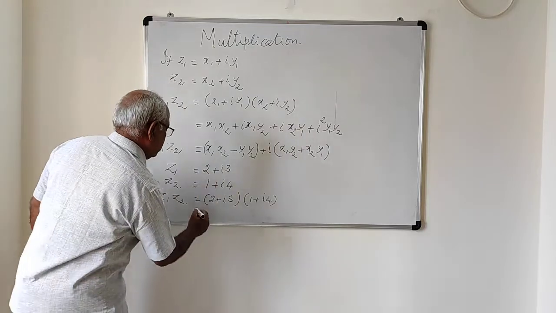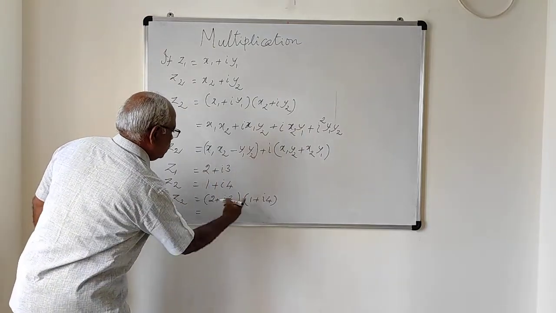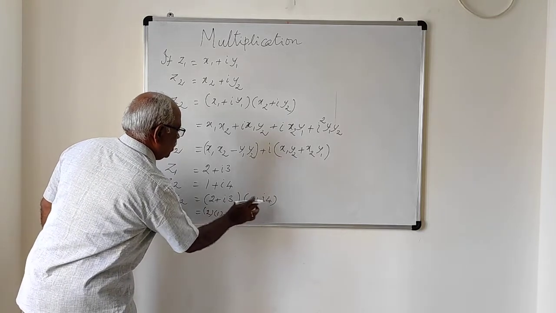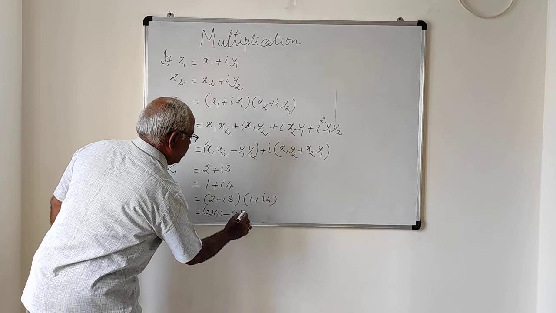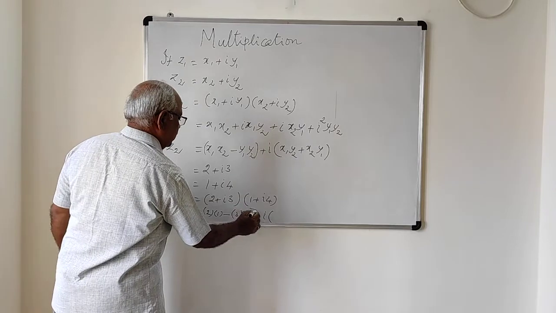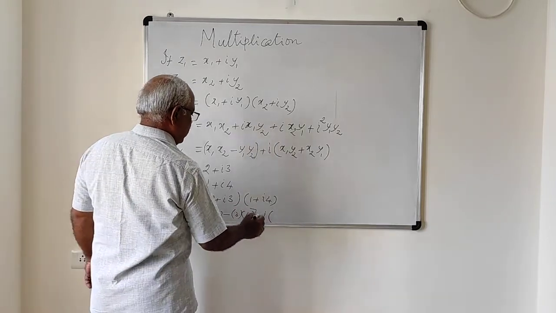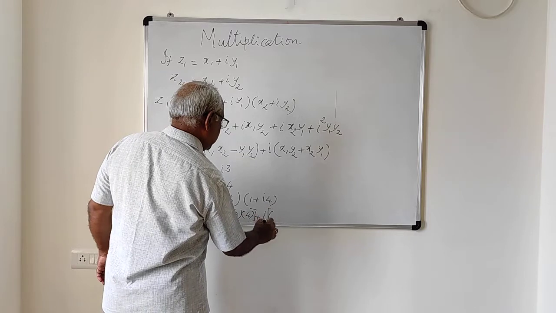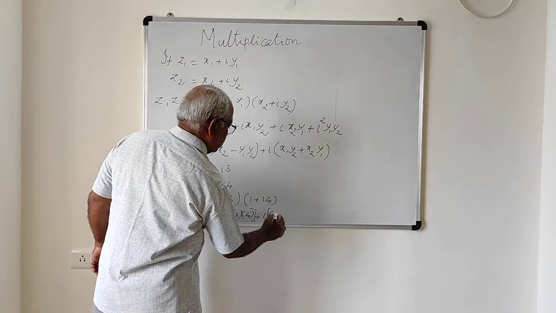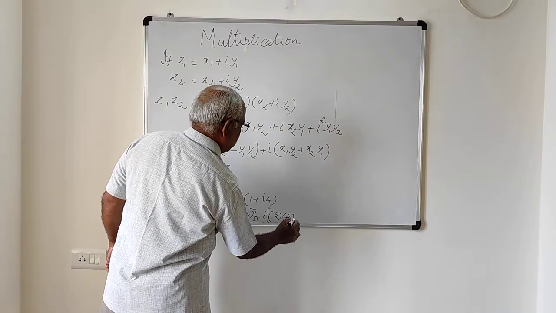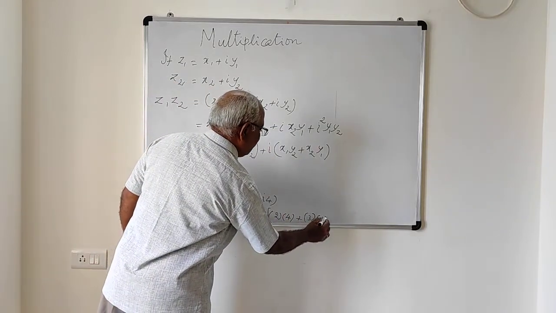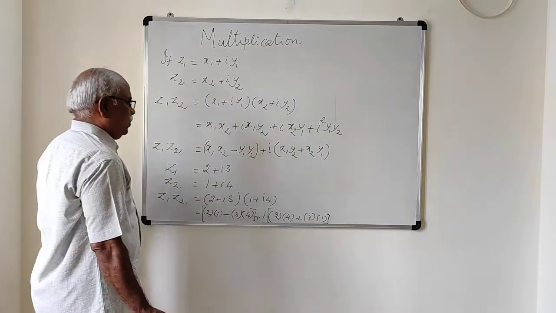Using the same idea, you get x1 x2 minus y1 y2, that is 2 into 1 minus 3 into 4. This is the real part. Now the imaginary part, i into (x1 y2 plus x2 y1), that is 2 into 4 plus 3 into 1. Like that you multiply.